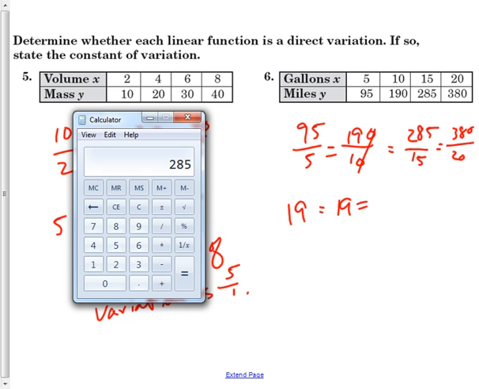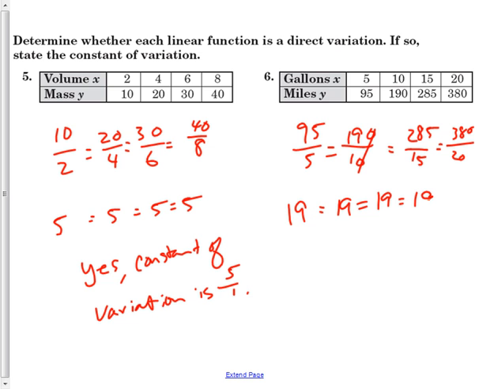So 285 divided by 15, that's also 19. So let's check the last one. 380 divided by 20, and that's also 19. All right, so I can just go ahead and finish this. I'll say 19 equals 19. And yes, the constant of variation is 19 to 1. And that would be my answer for that.